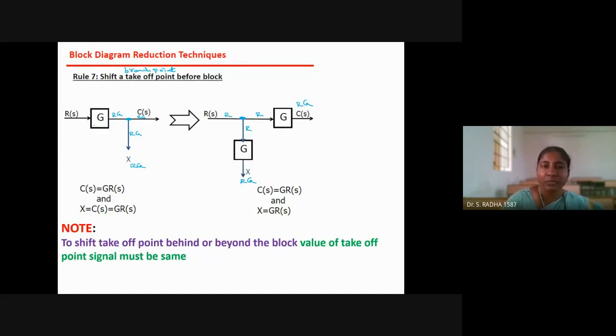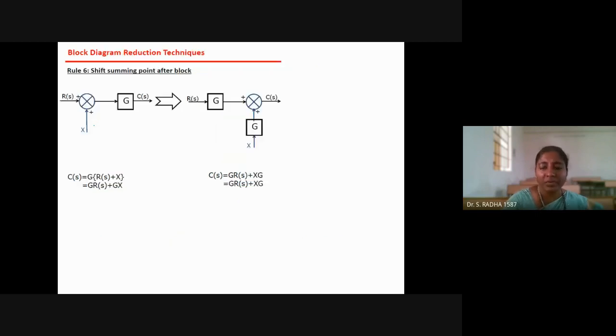Now, if I have a summing point in the place of a branch point, it will be opposite. Okay. Now what I am going to do, this is a summing point, and I am moving it ahead of the block. Summing point ahead of the block. You remember it is opposite of branch point.